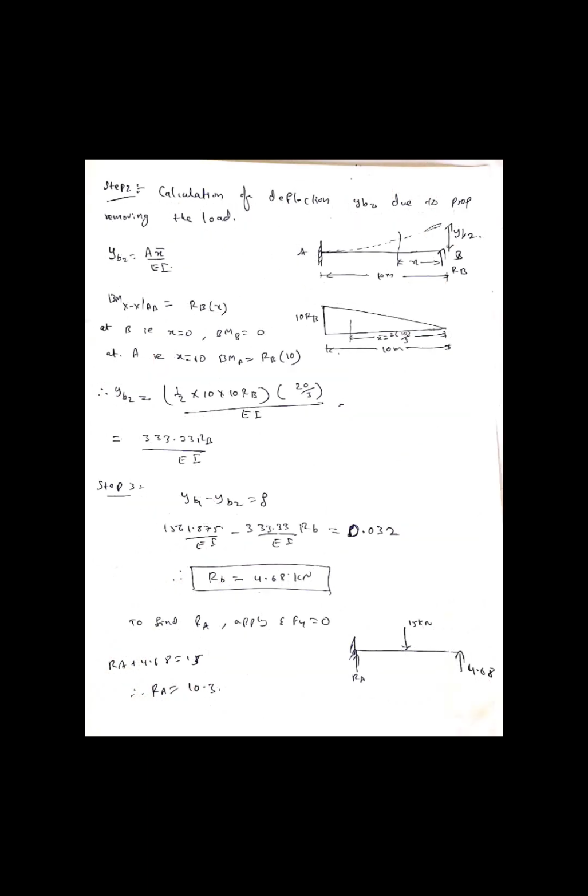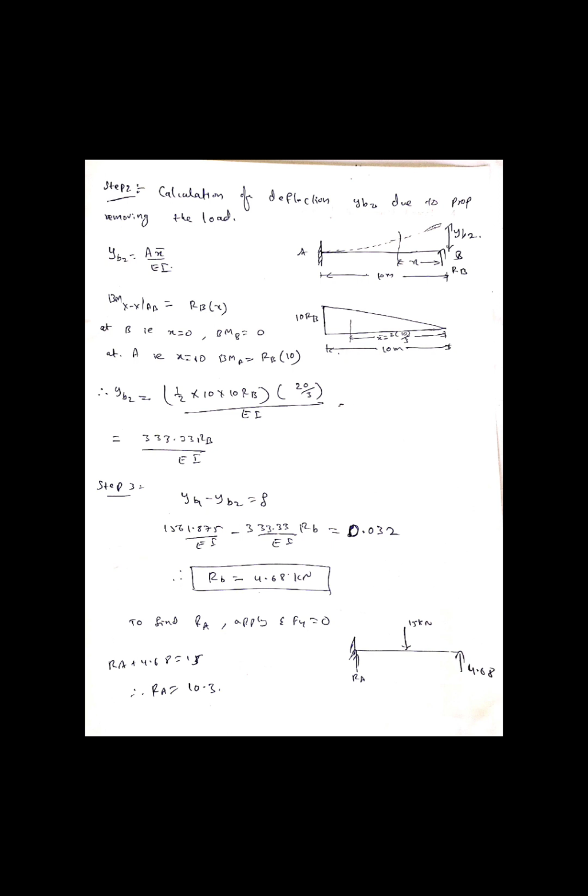In the next step, we'll calculate the deflection YB2 due to the prop, removing the external load. You can see the figure there. Due to the prop, the deflection YB2 is shown here. YB2 equals A X bar by EI. The bending moment at B is 0 and the bending moment at A is 10 into RB. So YB2 equals the area of the bending moment diagram, which is half into 10 into 10 RB. X bar is 20 by 3 from B, divided by EI. So YB2 equals 333.33 RB by EI.